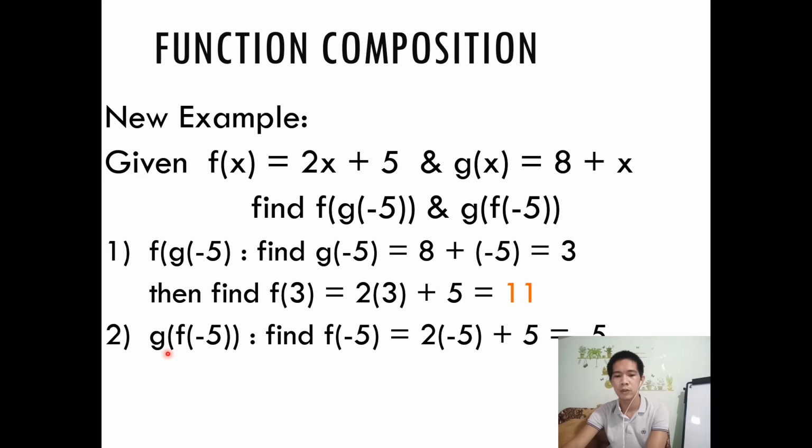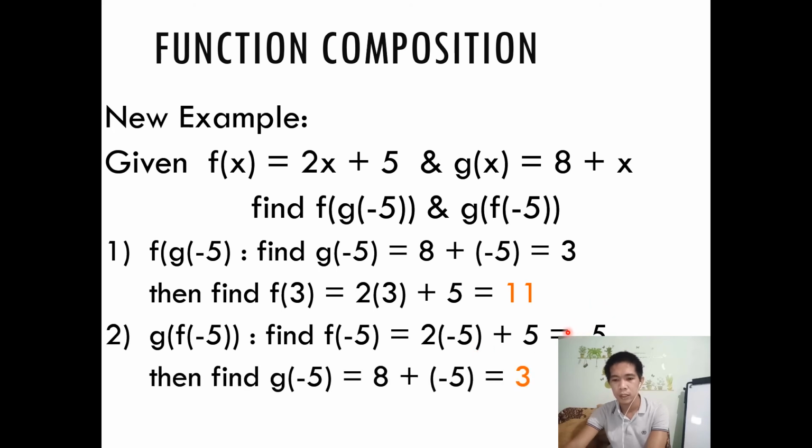Paano naman yung g of f of negative 5? So again, evaluate mo muna yung nasa loob. Itong si f of negative 5. Ano yung sagot sa f of negative 5? So si negative 5, substitute mo doon sa variable ni f. Ito yun. So, 2 times negative 5 plus 5 is negative 5. Hindi lang kita sa slide. At si negative 5 na yon, siya yung ipang-substitute mo sa variable ni g. Ayan. Magkakaroon ka ng 8 plus negative 5 gives you 3.